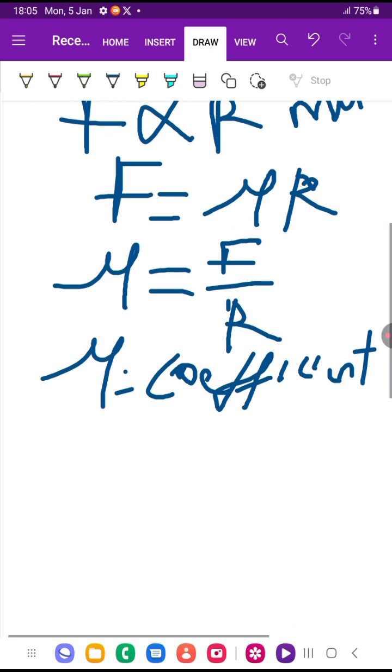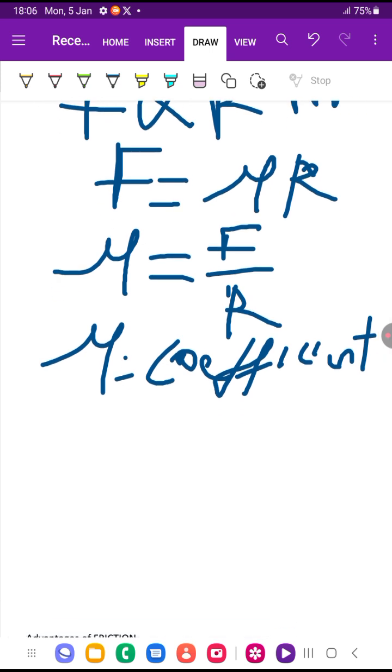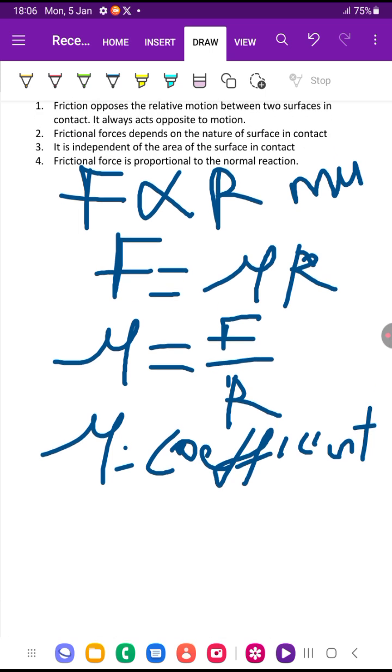Now something that you must know about this coefficient of friction is that it has no unit. The reason why it has no unit is because the unit of frictional force is the Newton, and the normal reaction too is in Newton. So the Newtons will cancel each other. So mu, the coefficient of friction, does not have any unit.